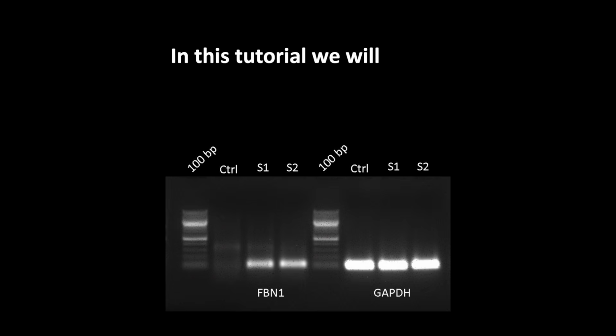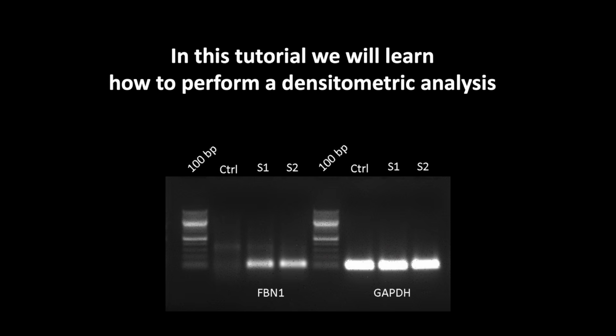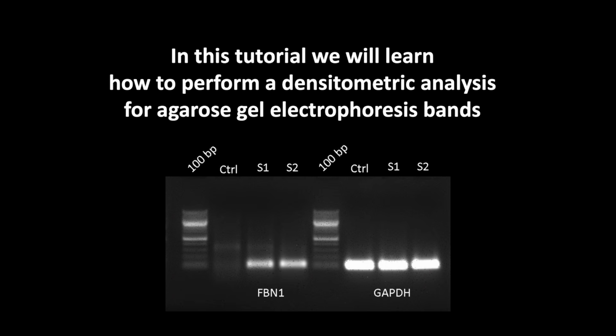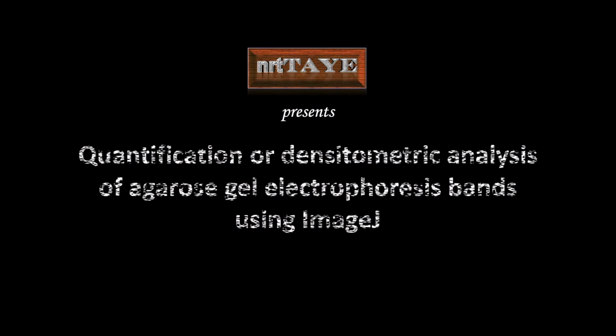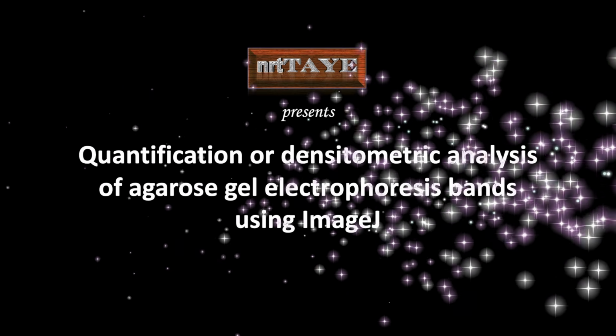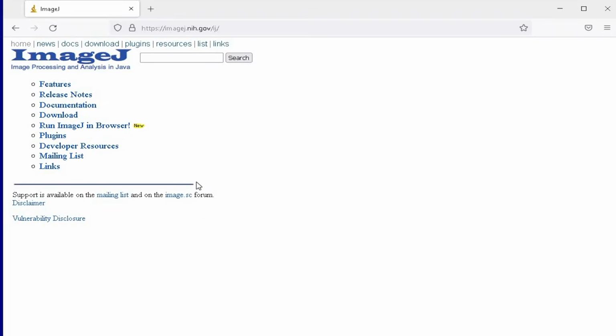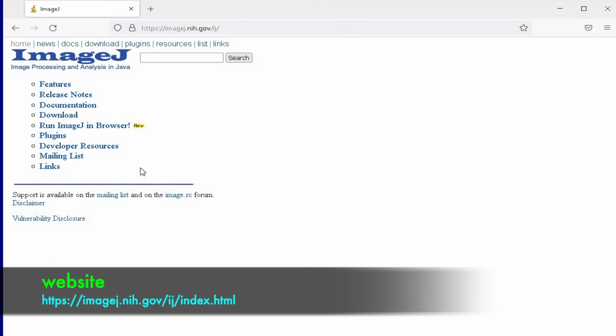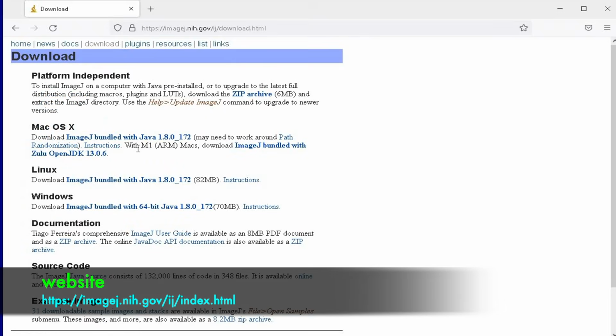In this tutorial, we will learn how to perform a densitometric analysis for agarose gel electrophoresis bands. To quantify the intensities of agarose gel bands, log on to the website as shown in the screen below. Click on Download and then select the software that suits your operating system.